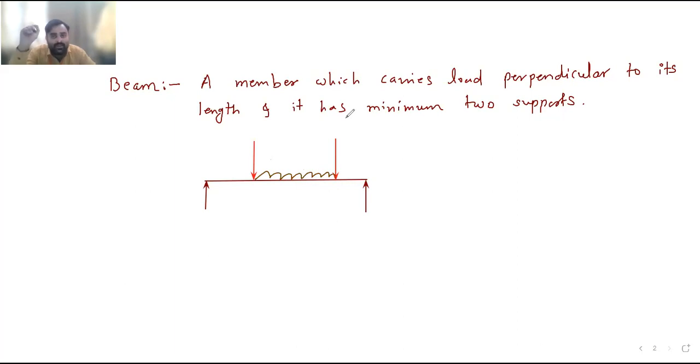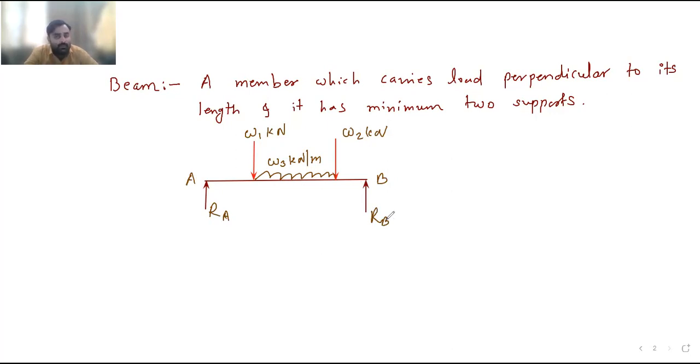So the beam is a member which carries a load perpendicular to its length. That is called a beam. If you want, you can write it down. I will give the details over here. W1 kilonewton, W2 kilonewton, these are the loads. W3 kilonewton per meter, this is UDL. Point A, point B, this is reaction RA, this is reaction RB. So this is the general diagram of a beam.